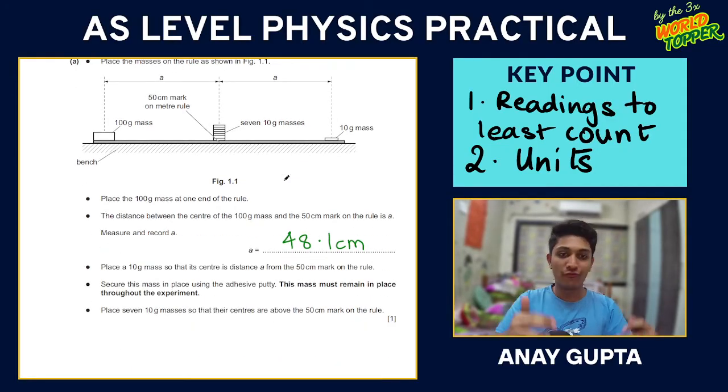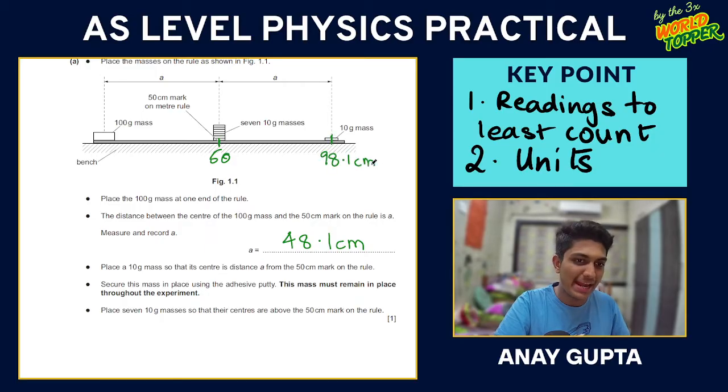Okay, let's move forward. Place a 10-gram mass so that its center is distance a from the 50 centimeter mark on the rule. So we have placed a 10-gram mass. If this is 50 centimeters, then the 10-gram mass center should coincide with approximately 98.1 centimeters on the meter rule. So whatever the 98.1 mark is, you place the 10-gram mass over there. Secure this mass in place using the adhesive putty. This mass must remain in place throughout the experiment. So I simply put putty over here.